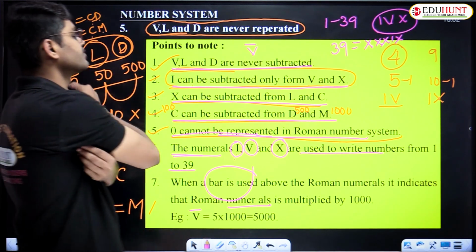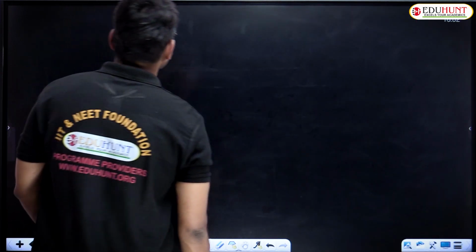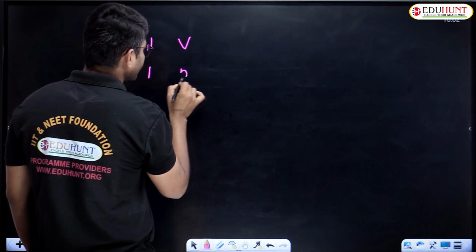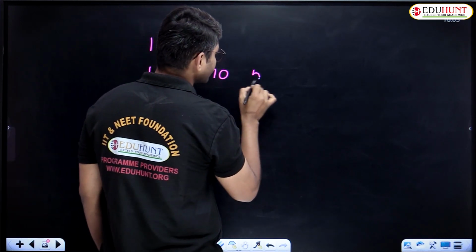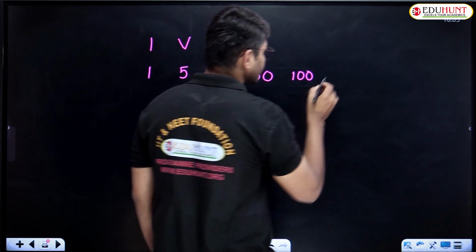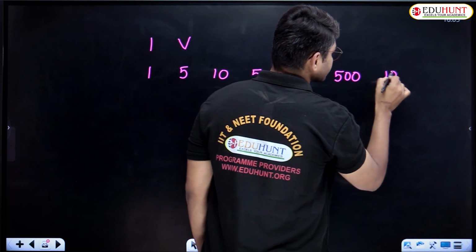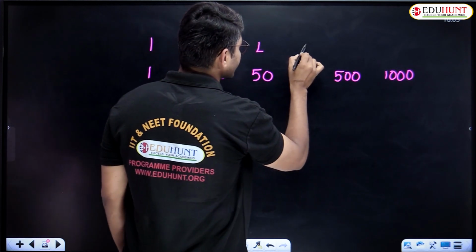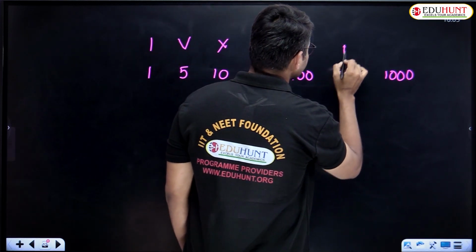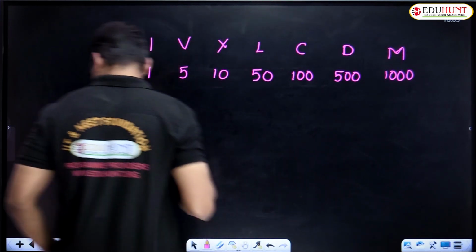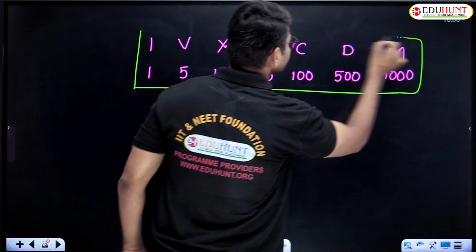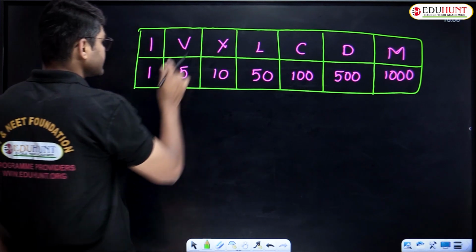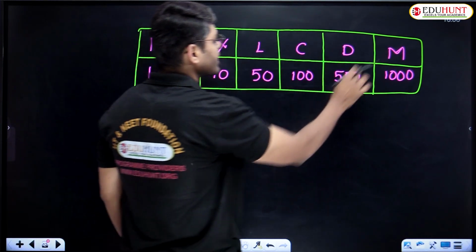Here I will tell you a very simple trick to remember these points. See here, I, V, 1, 5, 10, 50, 100, 500, 1000. 10 means X, 50 means L, 100 means C, 500 means D, 1000 means M. I means 1, V 5, X 10, L 50, C 100, D 500, M 1000.